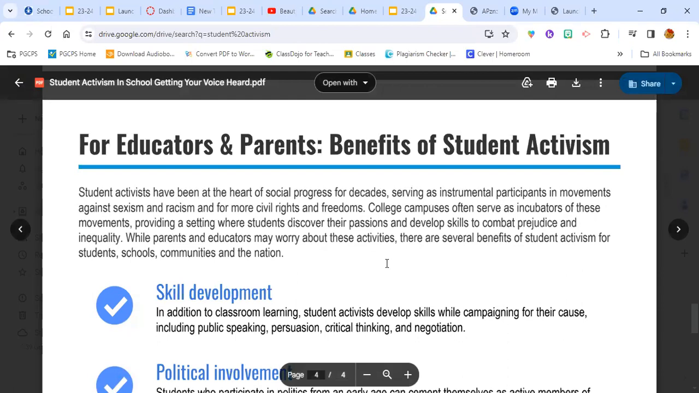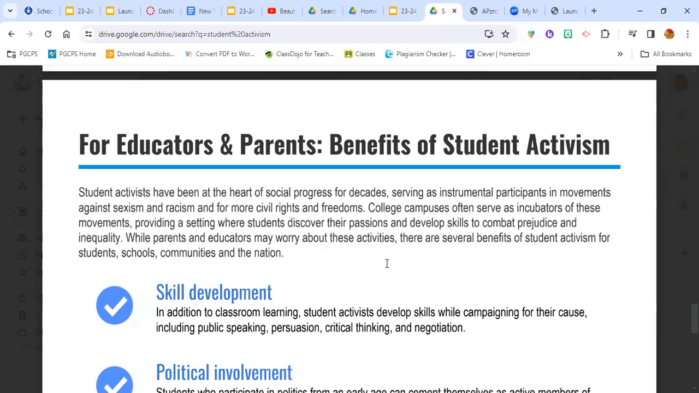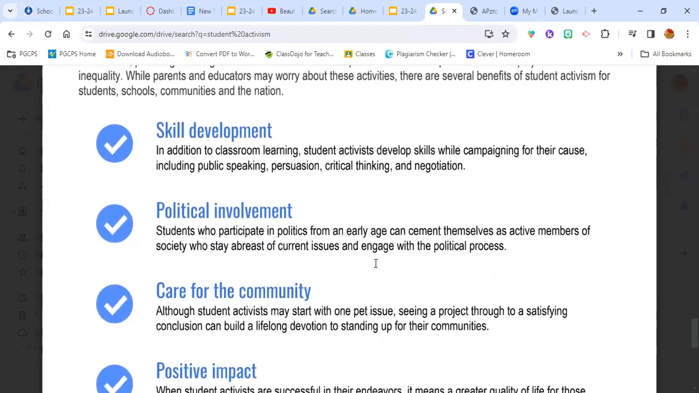While parents and educators may worry about these activities, there are several benefits of student activism for students, schools, communities, and the nation. Skill development. In addition to classroom learning, student activists develop skills while campaigning for their cause, including public speaking, persuasion, critical thinking, and negotiation. Political involvement. Students who participate in politics from an early age can cement themselves as active members of society who stay abreast of current issues and engage with the political process.